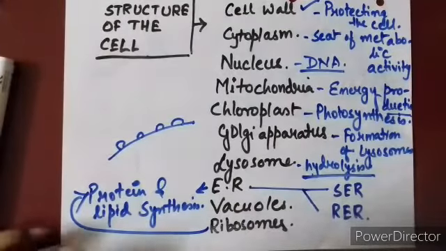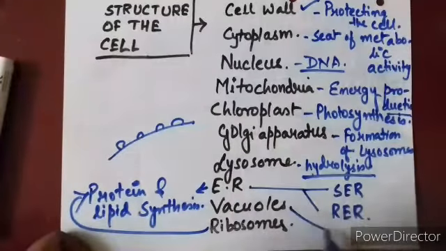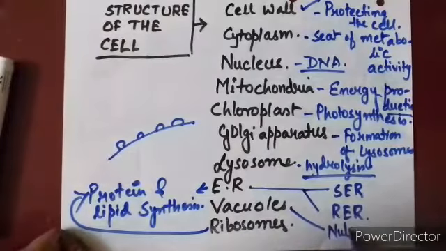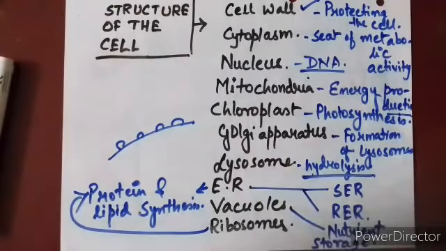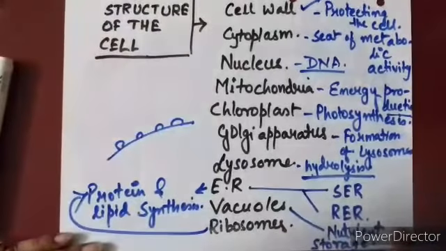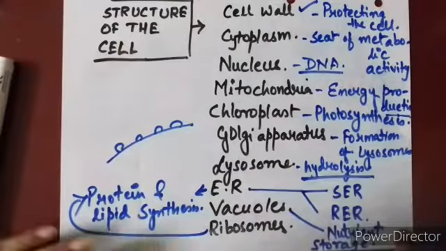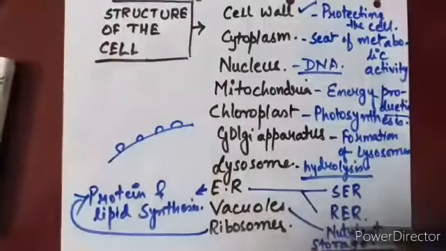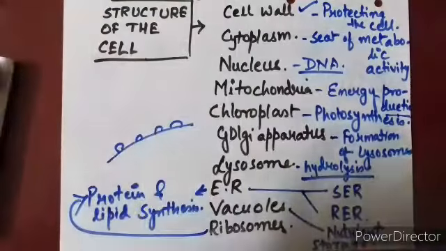Now vacuoles are mostly or only present in plants, and they are the nutrient and waste storage organelle. Nutrient or waste storage organelle. Clear? So here is the structure of the cell, and in the next picture you will see a well defined diagram which shows the animal and the plant cell very properly.